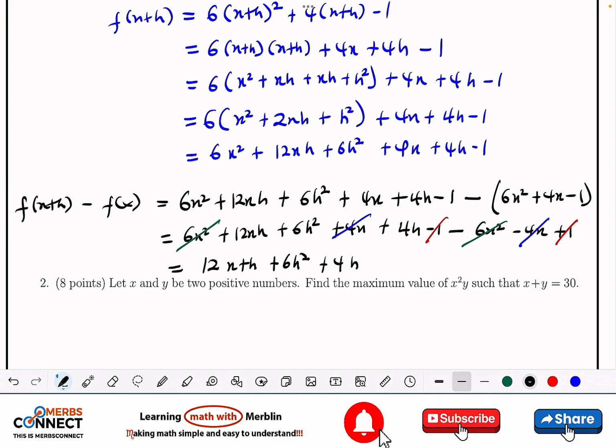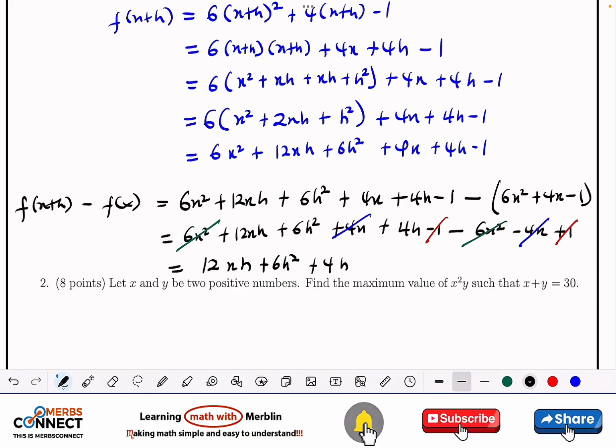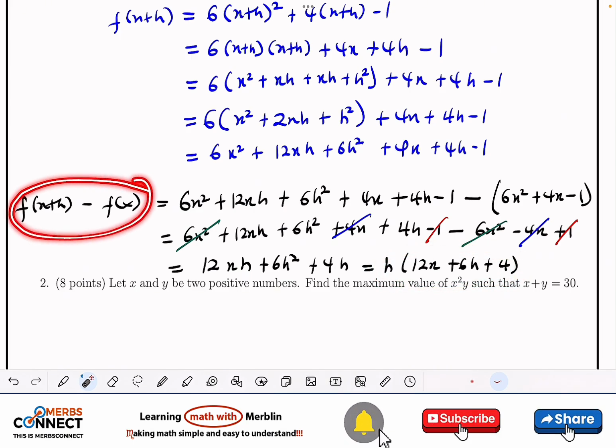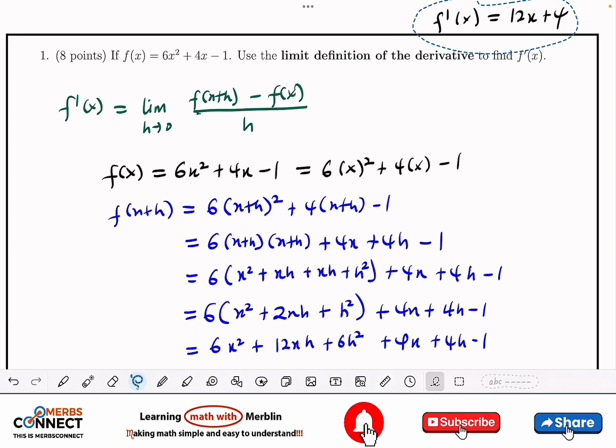And then this is going to help us to write it as, since we have h in common, we can factor h out, and we are going to have h times 12x plus 6h plus 4. Good. So that's what you're going to get at the end of the day. This is what we're going to get after we are done simplifying this. So all we are going to do is put that one there.